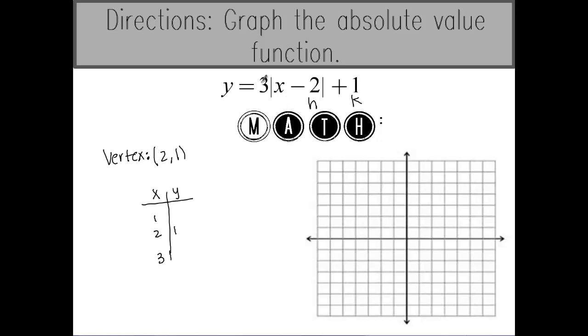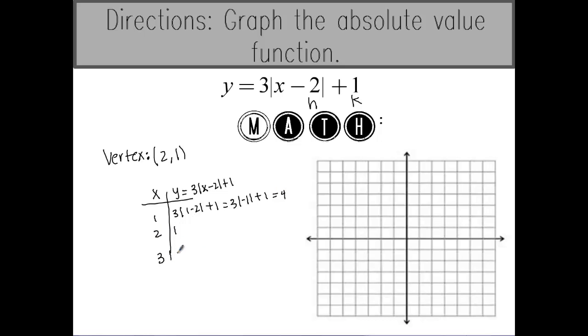Then I take 1 and I plug it in for x and solve for y. Remember that y is equal to 3 times the absolute value of x minus 2, plus 1. So I'm going to take this equation and plug 1 in for the x. 3 times the absolute value of 1 minus 2, plus 1. The 1 minus 2 simplifies to -1 inside the absolute value, plus 1. The absolute value of -1 is +1, and 1 times 3 is 3. 3 plus 1 is 4. We already know the y coordinate for 2, so we don't have to do that one.